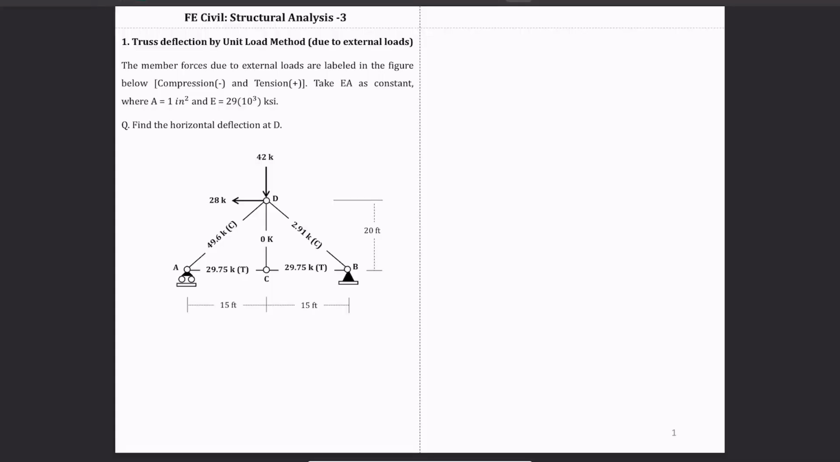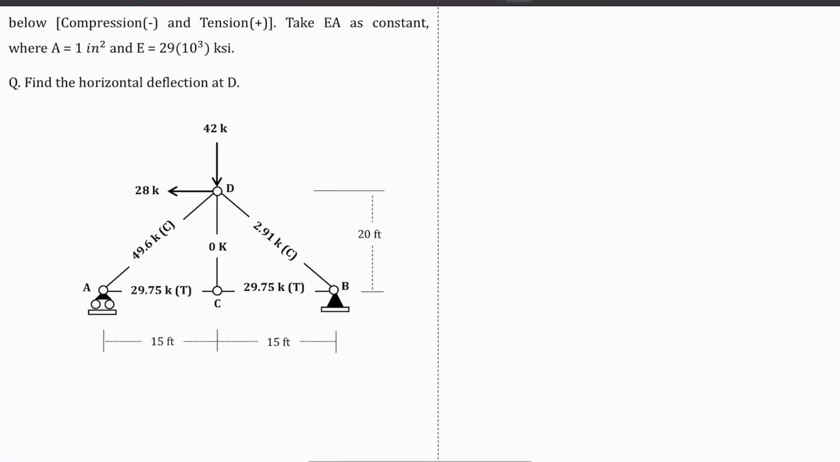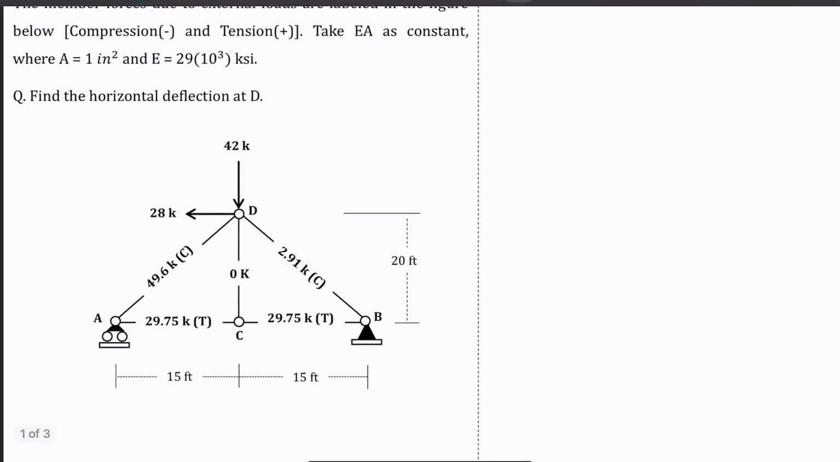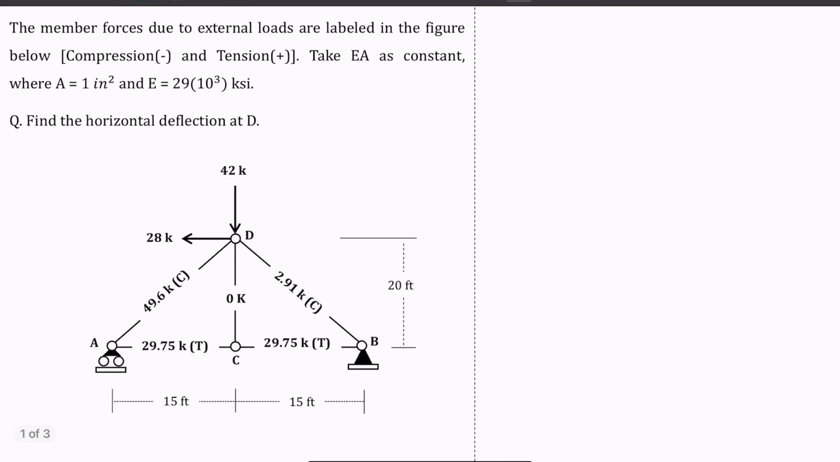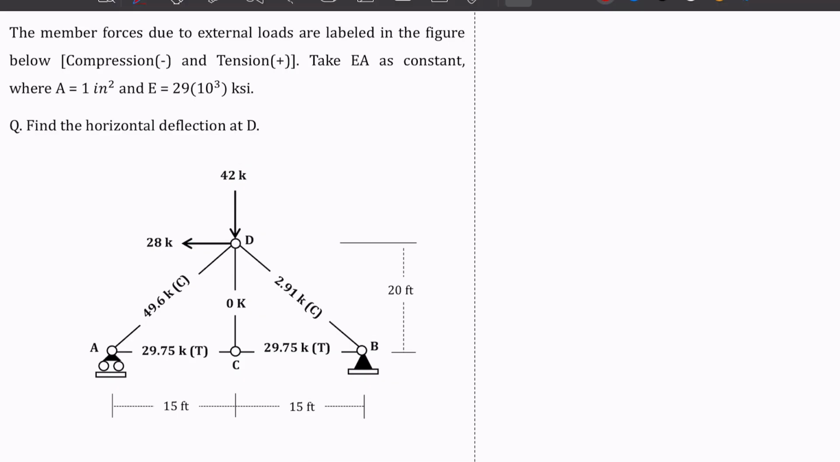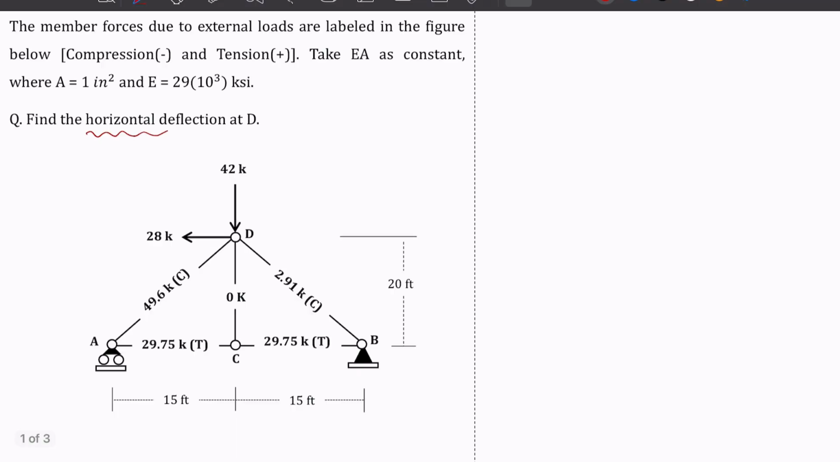So in this case, let's say the member forces of your truss are given to you. These are all your member forces, which is C compression, this is tension, this is tension. All these member forces are caused by this external load. Now what we are interested in is to find the horizontal deflection at D, which means the deflection of joint D in the horizontal direction.